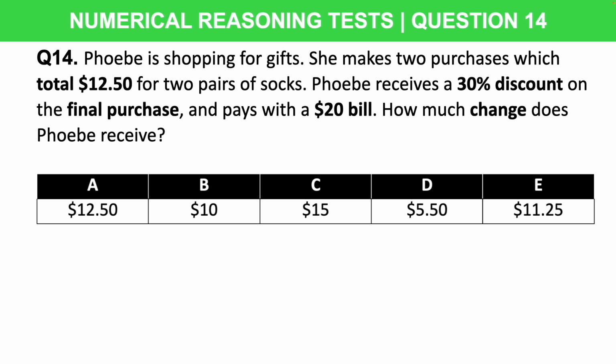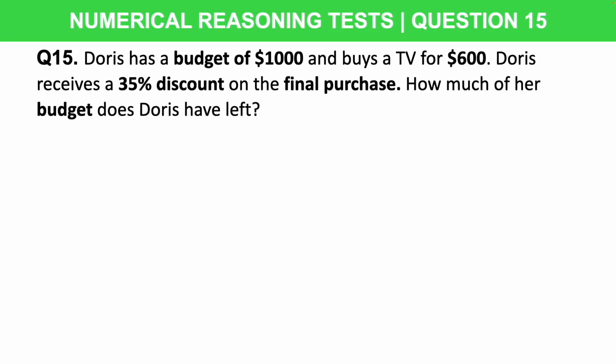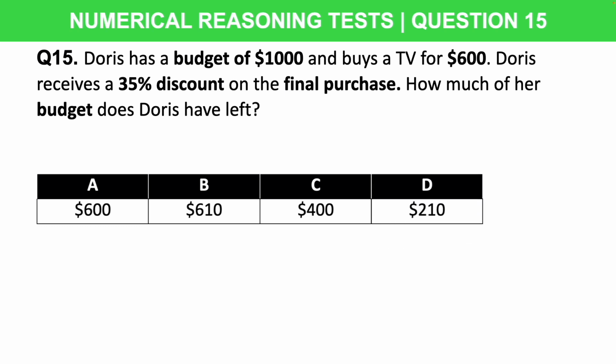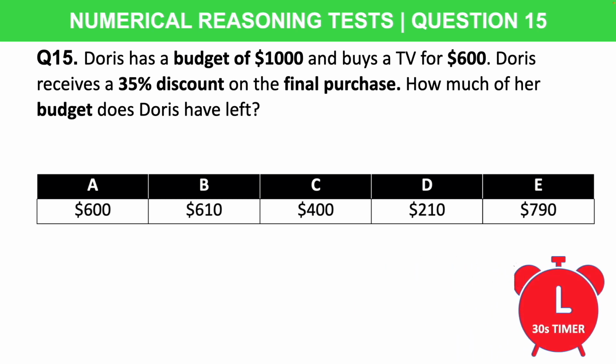Okay, how did you find that? Let's move on to the next question, which is question 15. Doris has a budget of $1,000 and buys a TV for $600. Doris receives a 35% discount on the final purchase. How much of her budget does Doris have left? Is it A, $600, B, $610, C, $400, D, $210, or finally E, $790. Remember, put your answer in the comment section below and I'll mark it for you. Your 30-second timer starts now.